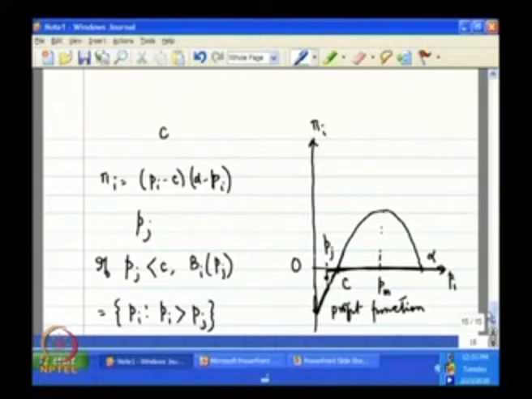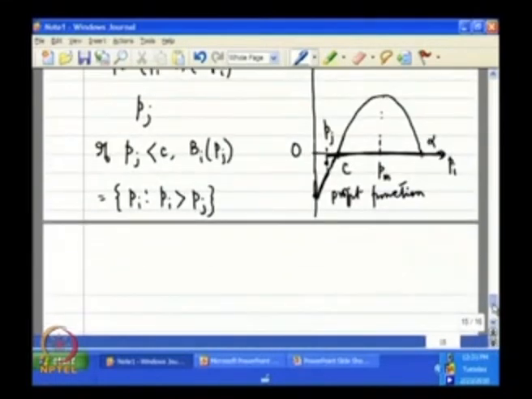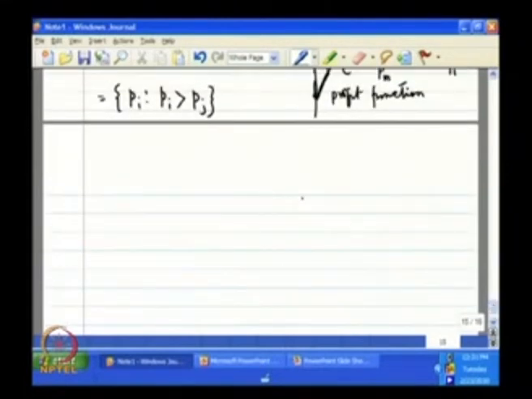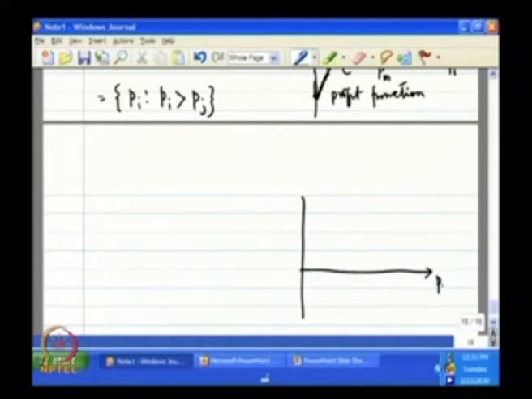So this is what I can infer from this diagram and our argument, that if he is charging a price less than C, I should price my product strictly greater than his price. What if his price is just equal to C? So this is C, this is alpha. Suppose this Pj is here.